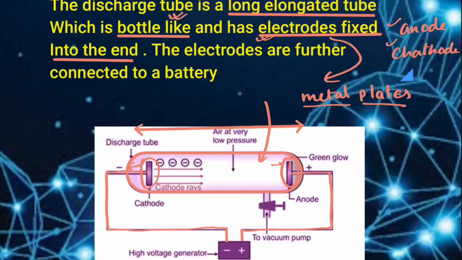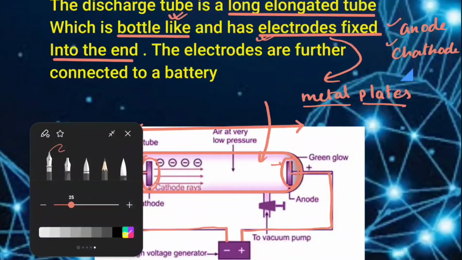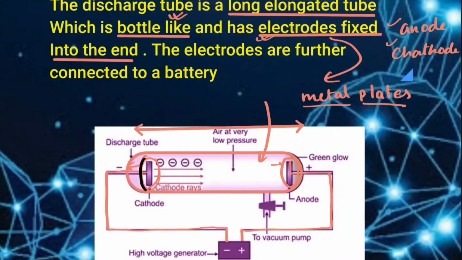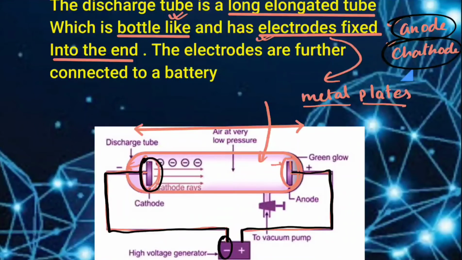So basically if you see here, whatever electrode is connected to the negative terminal of the battery is known as cathode, and whatever electrode is connected to the positive terminal of the battery is known as anode. So anode means the electrode connected to the positive terminal, and cathode means the electrode connected to the negative terminal. This is the setup of a discharge tube. This is very important so that we understand the discovery of electrons.